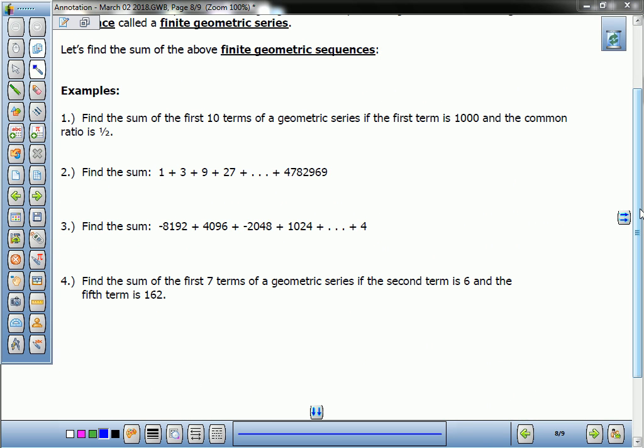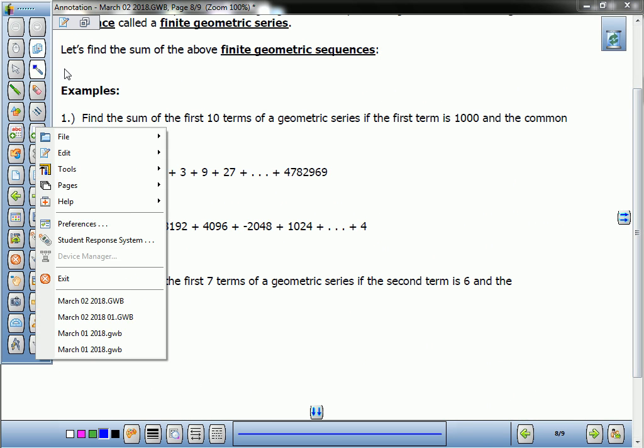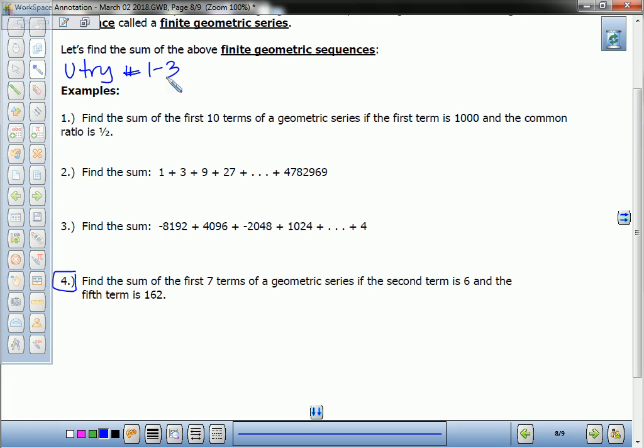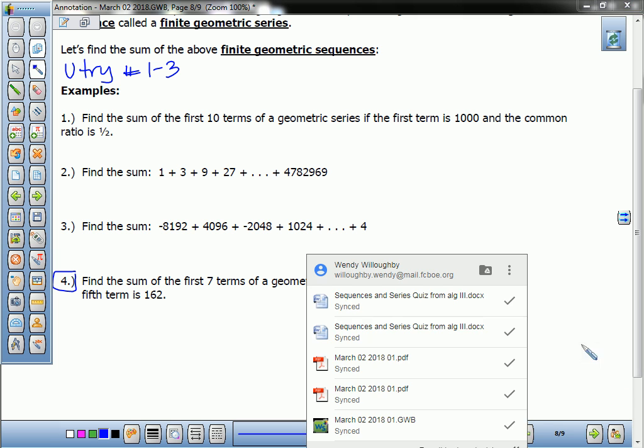Okay, so these examples here are your tries. We're going to save number 4, but I want you to try 1 through 3. Okay, you try 1 through 3. I'll do number 4 with you.